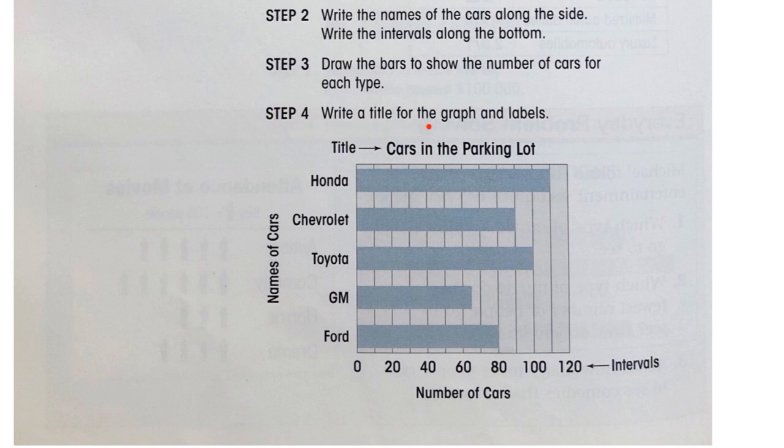Step 4, write a title for the graph and labels. The title is Cars in the Parking Lot. And we've got the labels of numbers of cars, names of cars.